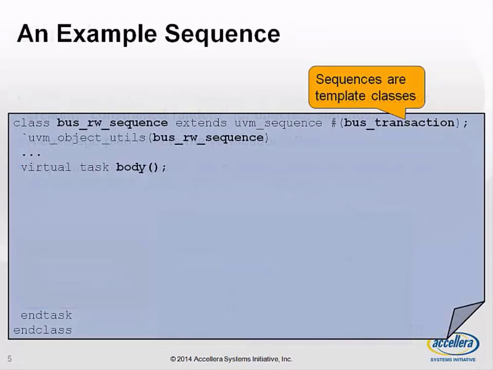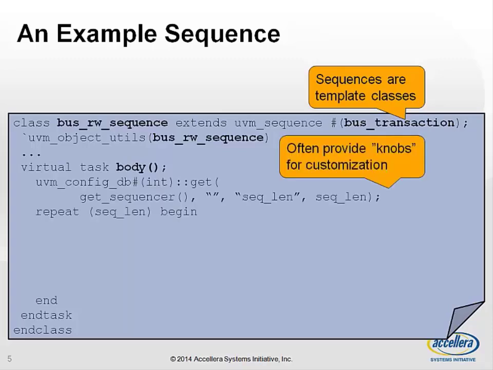So an example sequence, what does it look like inside? Well, the first thing to note is that sequences are typed, or they may be typed here. It's a template class, so my sequence is flavored with bus transaction. So I'm creating a bus read-write sequence here. And it contains this body method. The kind of things I'll do in the body method, well, I may want to do different things.